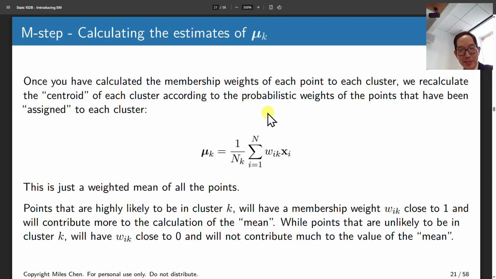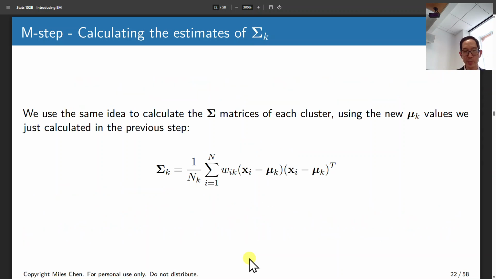We recalculate. So we will basically just get a weighted mean. And I think we're okay with doing weighted means. Some of these values have higher weights, some have lower weights, and you multiply that by X. You sum them up, and then you divide by our n sub k, which is, quote, the number of points assigned to cluster K, but again, not necessarily an integer. The W's that are close to 1 will contribute more, and the W's that are close to 0, those points will contribute less towards the weighted mean.